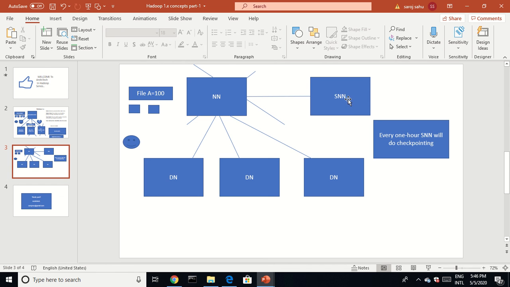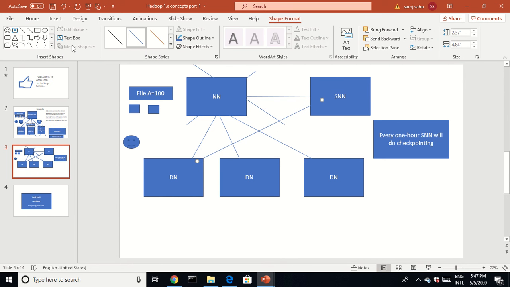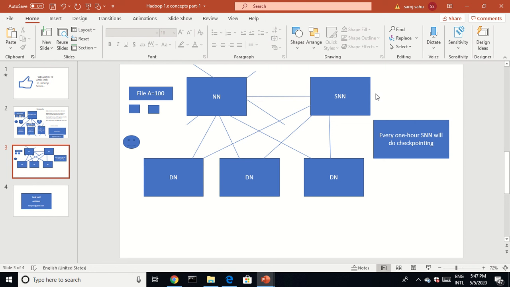Suppose the name node has some issue and we cannot fix it at this particular point of time. Then I can make this secondary name node the name node. I can do some configuration changes and make it the name node, and obviously there is connectivity always with the secondary name node as well. Then I can access all the data from the data nodes and the client can access all the data. So this way the secondary name node came into the picture.